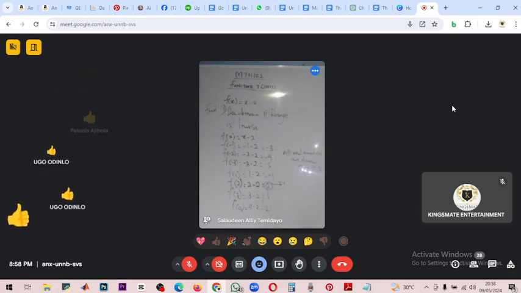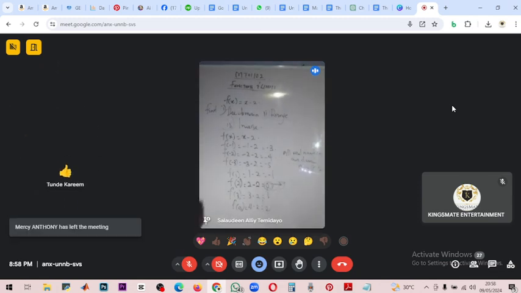4, 5. Okay, they are already getting it. Let me explain this again then. I hope they will get it better now. I said what is happening is f of x equals x minus 2.